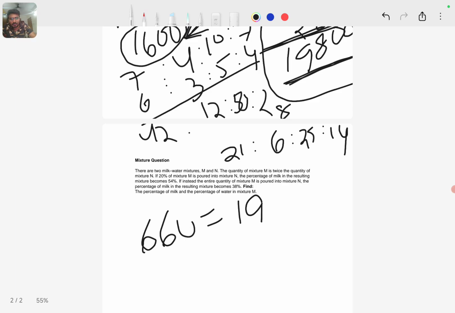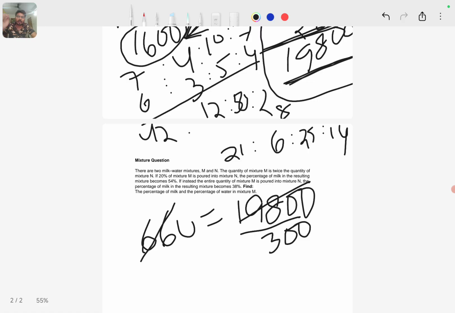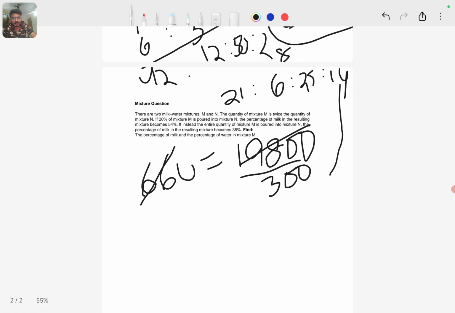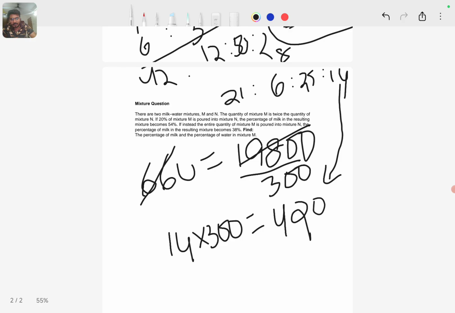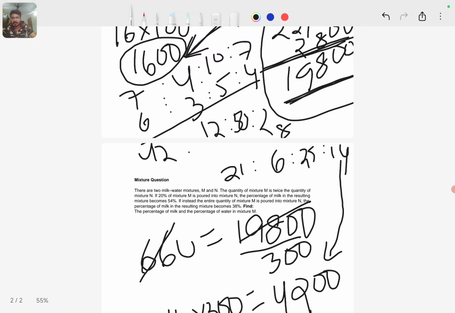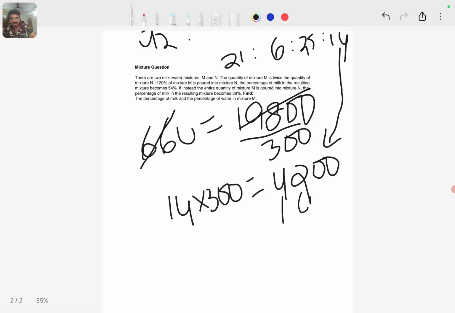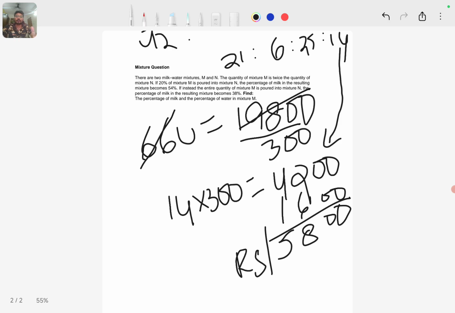66 units is equal to 19,800, which means one unit is 300. So we want this share, which is 14. 1 unit is equal to 300, so 14 units is equal to 4200, plus 1600 as commission. 1600 as commission. So 4200 plus 1600 is 5800 rupees, which is D's total profit.